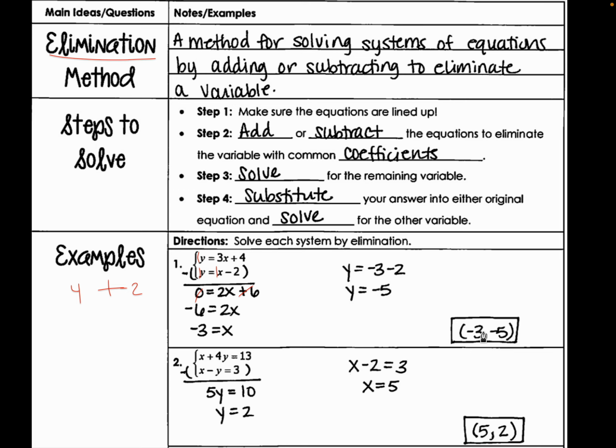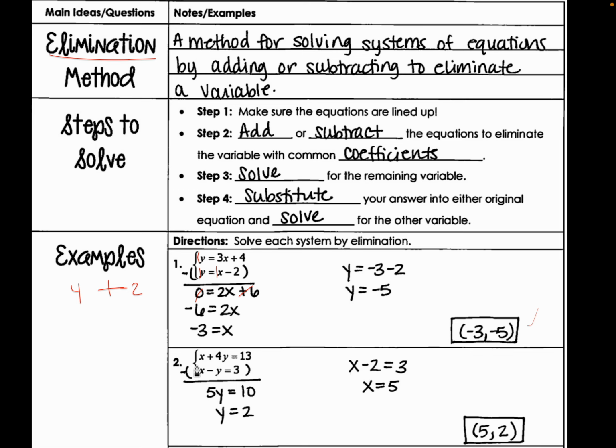If we wanted to, we can plug both of these numbers back into either one of these equations, and we should end up with something that is a true statement. For example, if we plug the x back into this equation, we get 3 times -3, which is -9, and -9 plus 4 would end up with the y value of -5. So that would be true if we plug that back into our statement. That's a check mark.